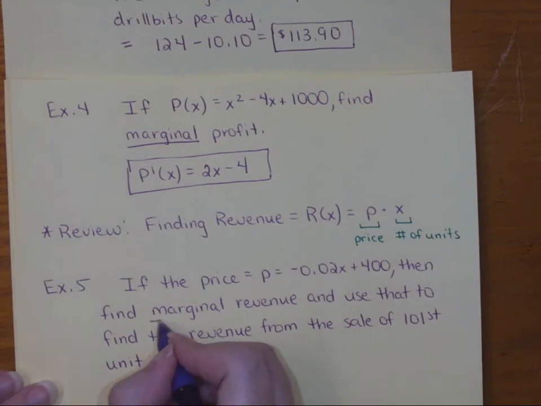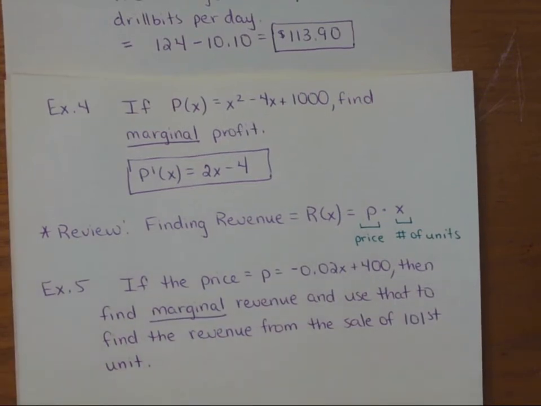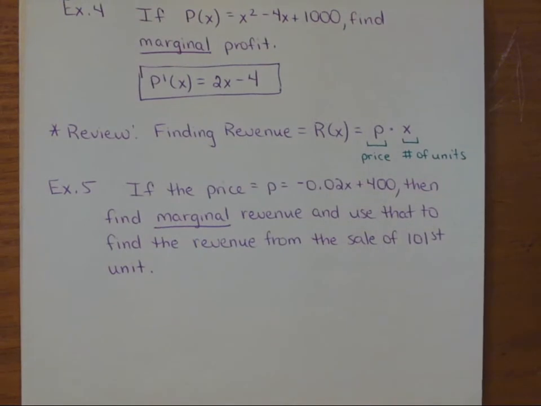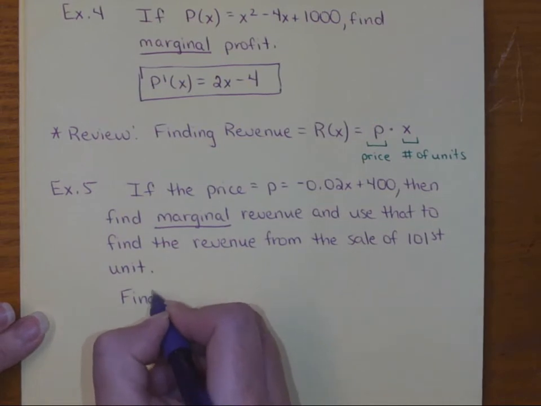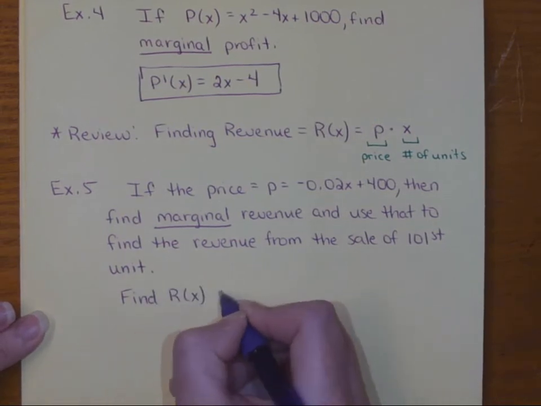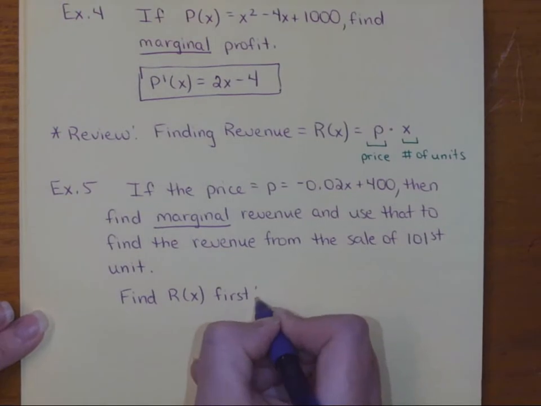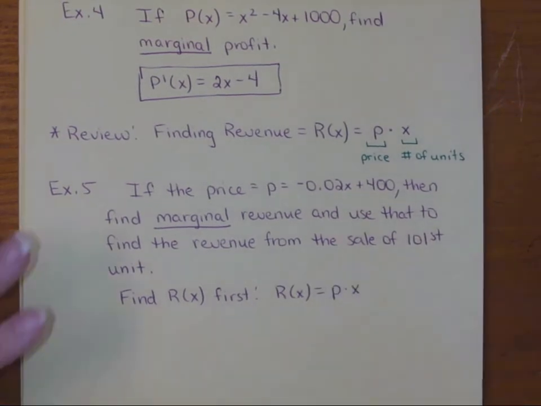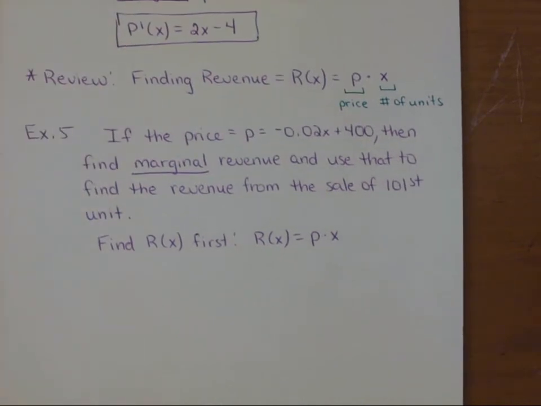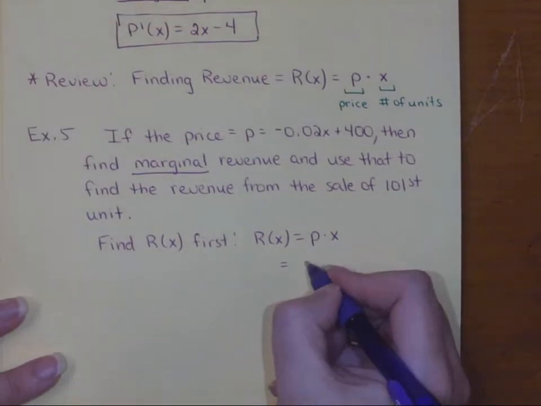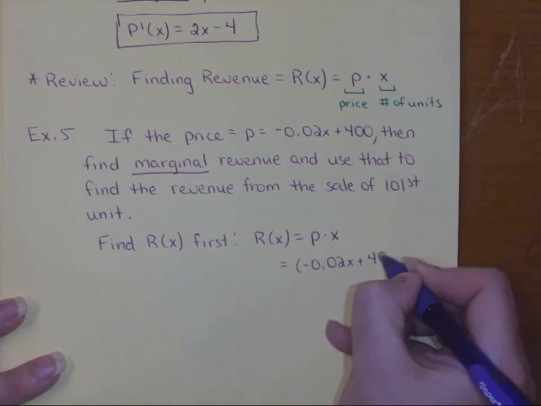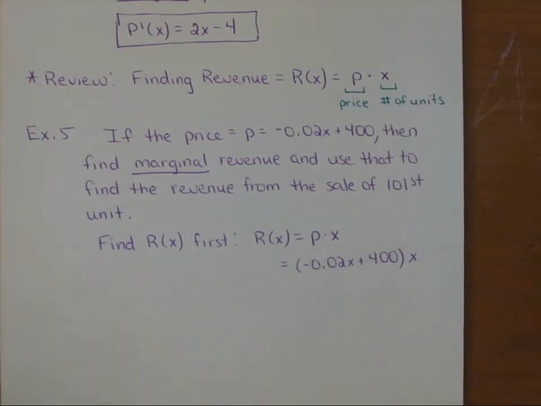So first things first, when you see marginal, that should tell you, hey, I'm going to need to find a derivative. Notice this time, though, I don't have an R of X equation yet. So the first thing I'm going to need to do is find out what R of X is, and I'm going to do that by using the above equation. R of X is equal to price times quantity. So my price equation is negative 0.02x plus 400, and my quantity is X.